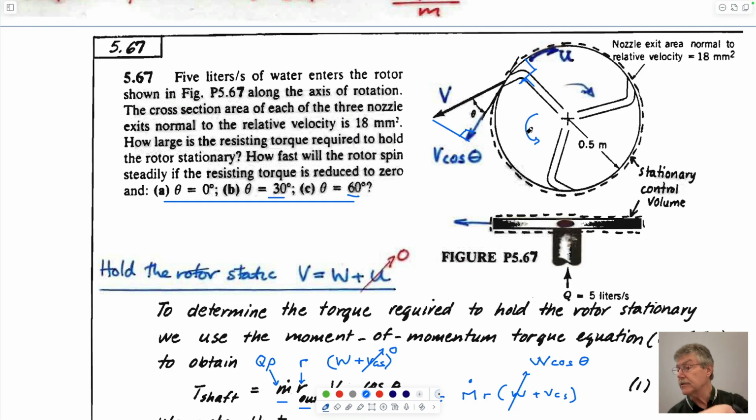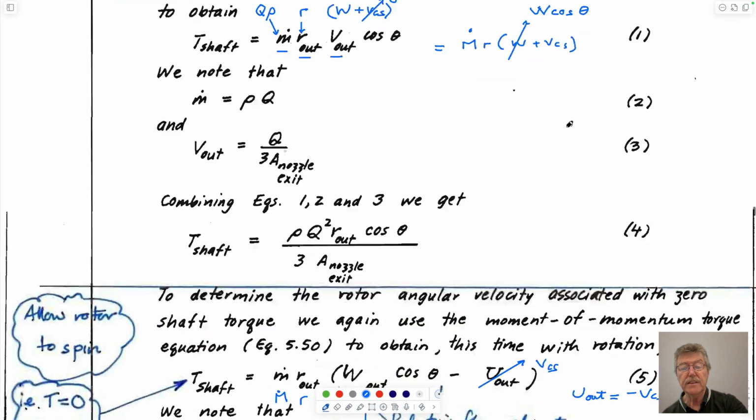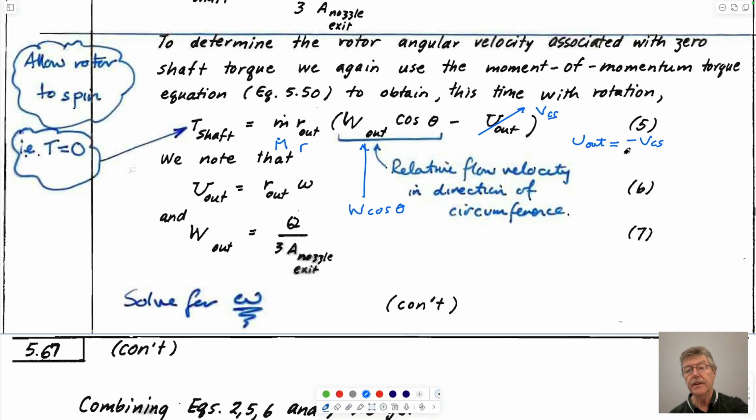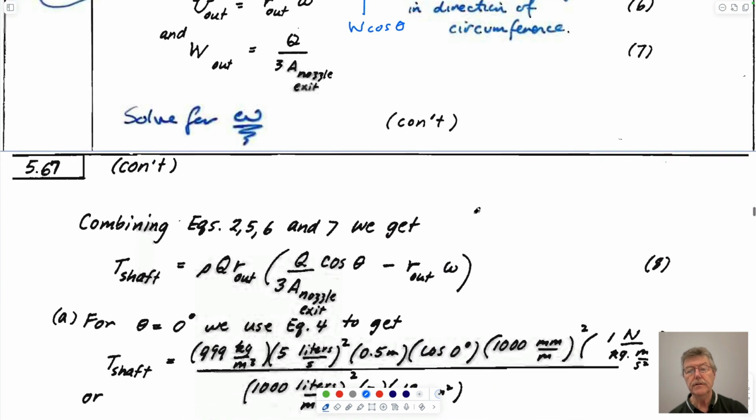And you can also allow it to rotate where there's no torque that's applied, and you can find out what the velocities are when it comes out of here. And so that's what's done just using this. And it drops out of this. So the maximum shaft torque will be when it's static. So in other words, when this term is equal to 0. So if this is U out, which equals minus VCS.